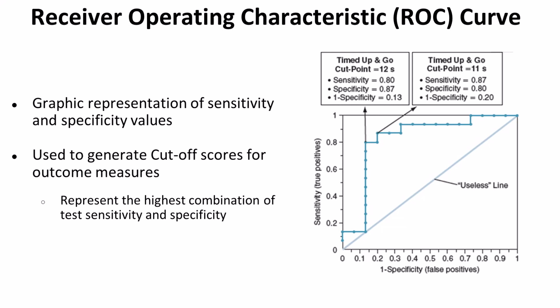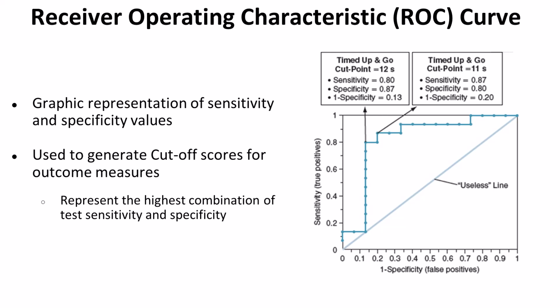When they do this at a number of different cutoff times, they found that using a cutoff time of 12 seconds, which is the first box there, gives a sensitivity of 80% and a specificity of 0.87. You can think of sensitivity as 80% and specificity as 87%. Now, this is a pretty good specificity here, but the timed up and go test is really a good test for screening individuals. It's pretty fast.